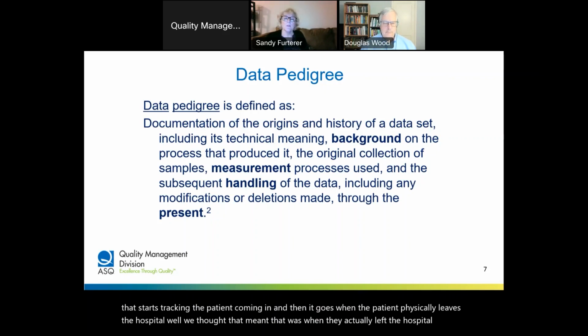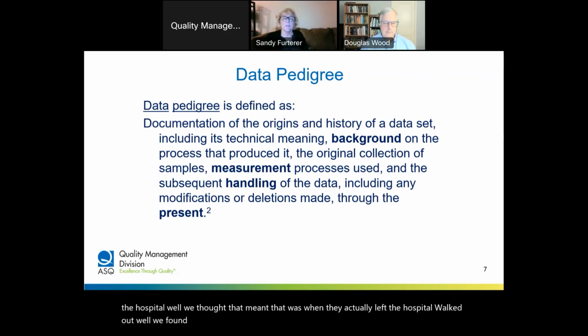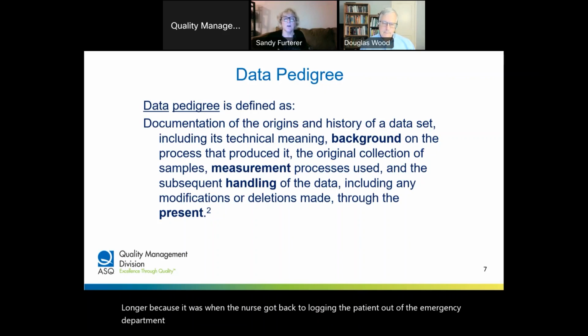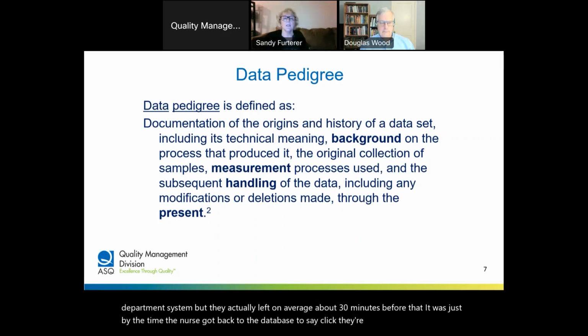Well, we found through the analysis of our data that it was actually about 30 minutes longer, because it was when the nurse got back to logging the patient out of the emergency department system, but they actually left on average about 30 minutes before that. It was just by the time the nurse got back to the database to say, click, they're gone, they had actually left 30 minutes earlier. So we were really disadvantaging ourselves with that length of stay with the data.